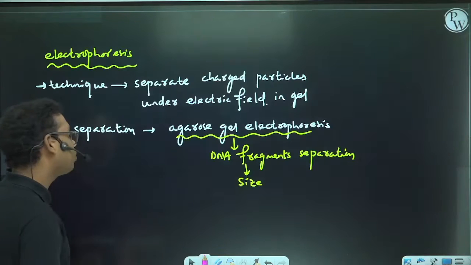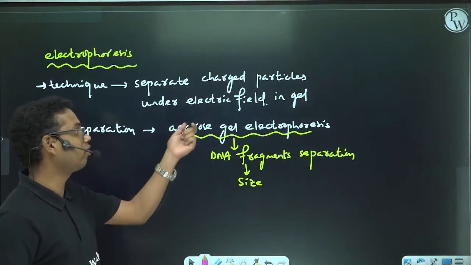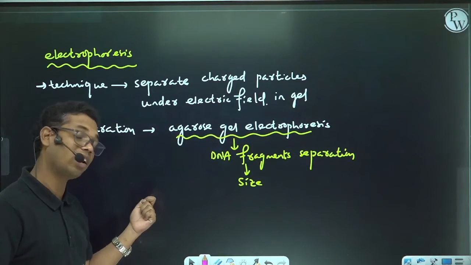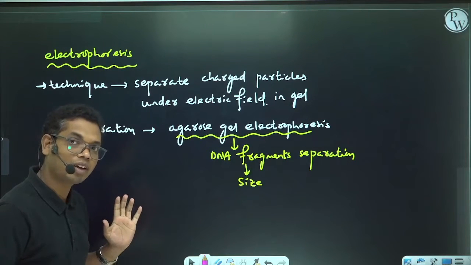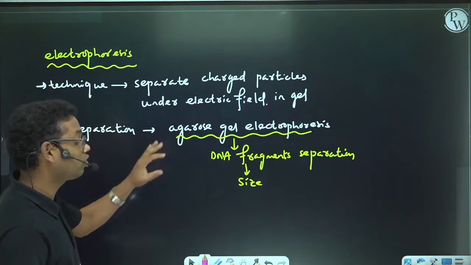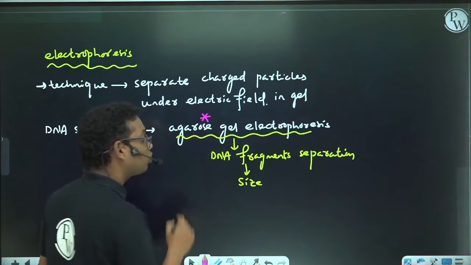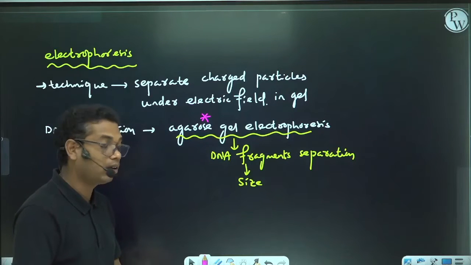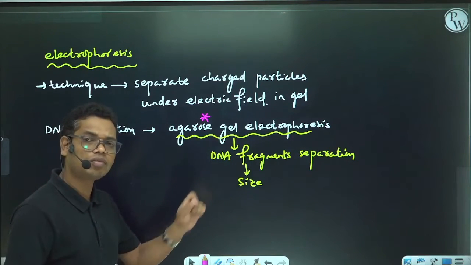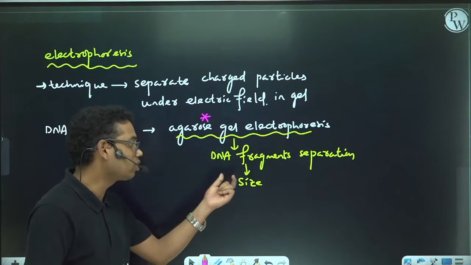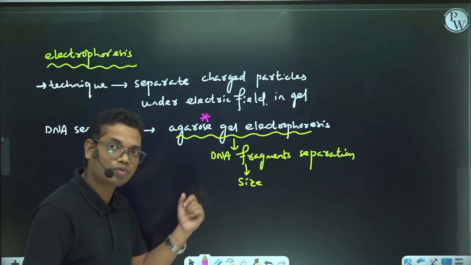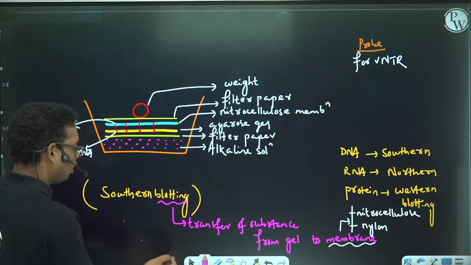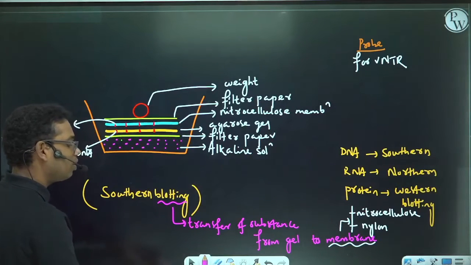So any separation of charged particles under an electric field in the gel is called electrophoresis. We can separate DNA molecules by electrophoresis, and also RNA molecules and proteins. When we separate DNA molecules, we use agarose gel. That is why we call that electrophoresis agarose gel electrophoresis. In this case, the separation of the DNA fragments is based on the size of the fragments. Now, once we perform the electrophoresis, we are going to perform the blotting.